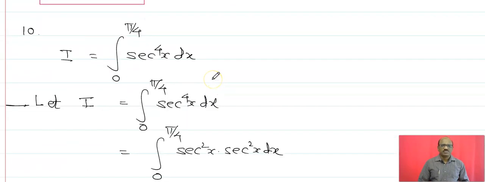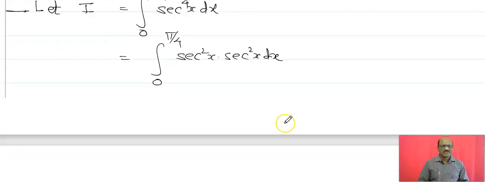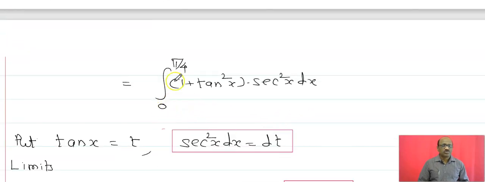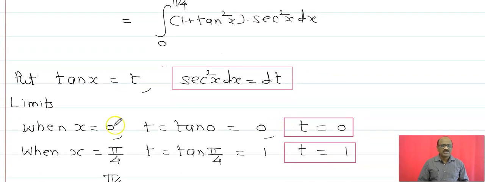Now the 10th problem. I is equals to integral 0 to pi by 4 sec raised to 4 x dx. Now this can be written as sec square x into sec square x dx. Again sec square x can be written as 0 to pi by 4 1 plus tan square x dx into sec square x dx. Put tan of x is equals to t. Then sec square x into dx is equals to dt. Now the limits. When x is equals to 0, t is equals to 0. When x is equals to pi by 4, t is equals to 1.